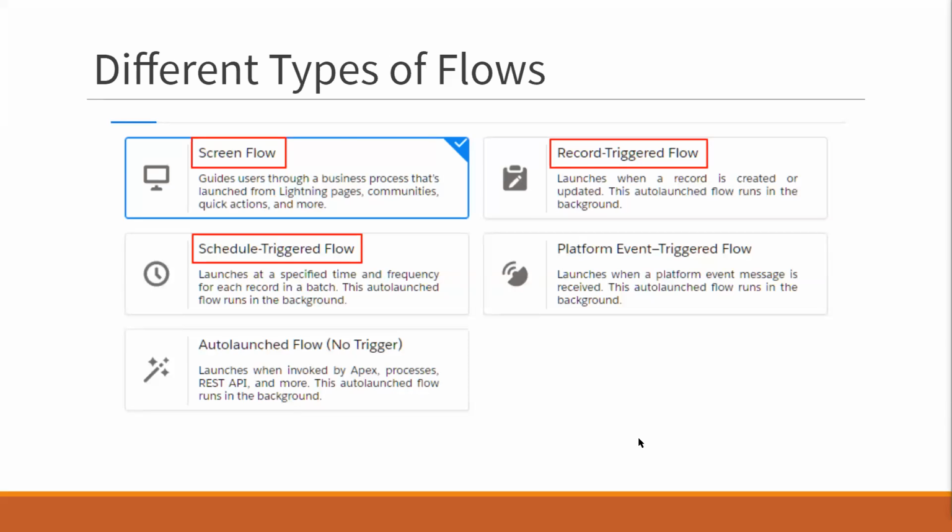A record trigger flow, if you are used to Process Builder, this is going to sound very familiar. So a record trigger flow is launched whenever a record is updated or created. So if you modify a contact, it can trigger this flow to run. So the record trigger flow is launched when something happens to that record.